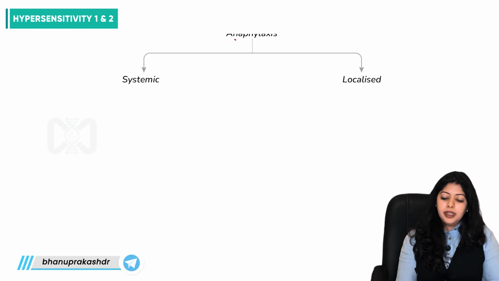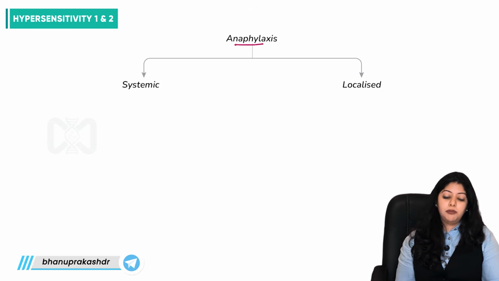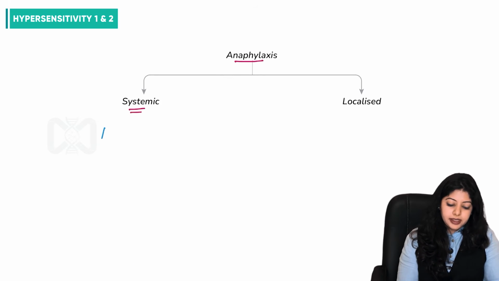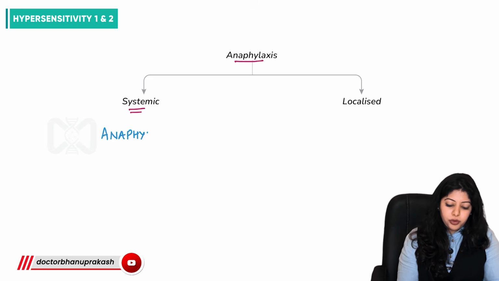So now let us talk about these in more detail. When we say it is the systemic type of reaction, we are talking about anaphylaxis. And anaphylaxis, most of us are aware of it, that it is an emergency situation.